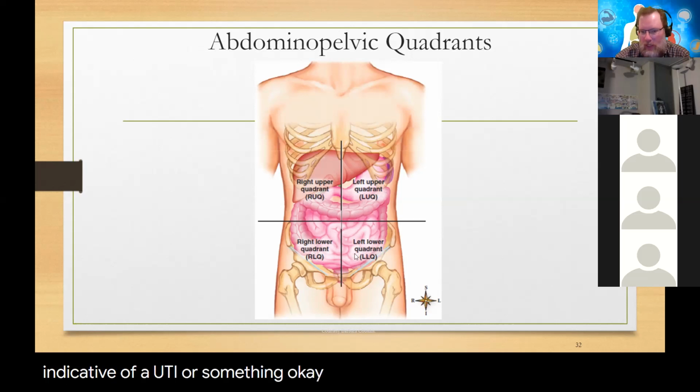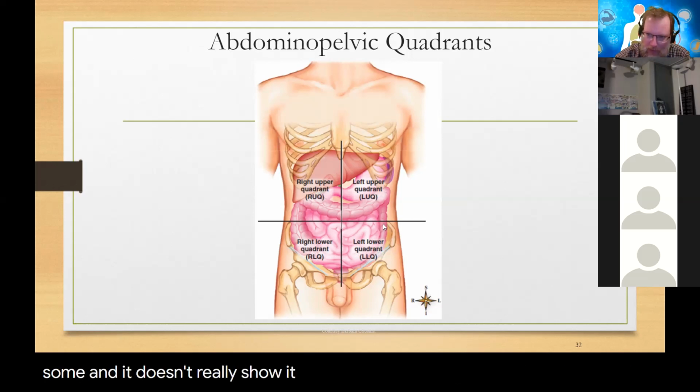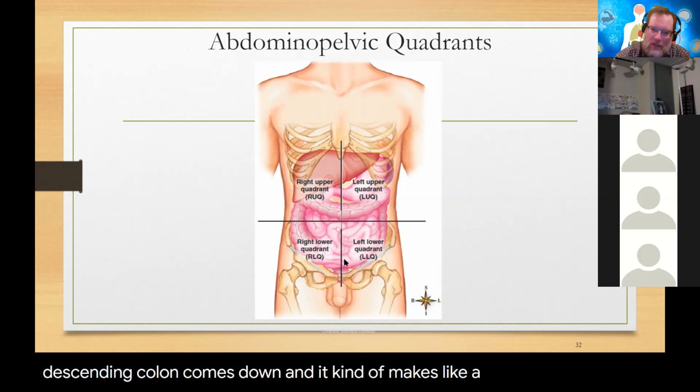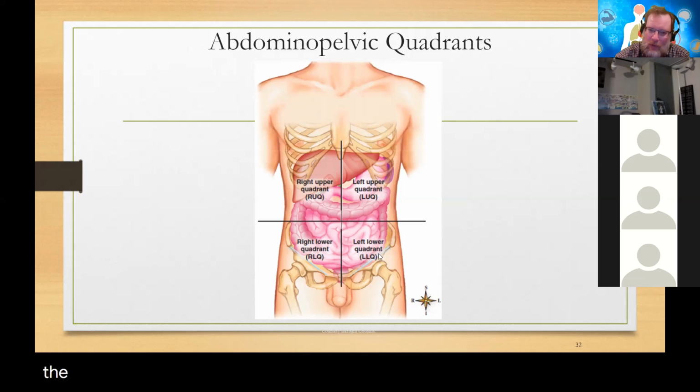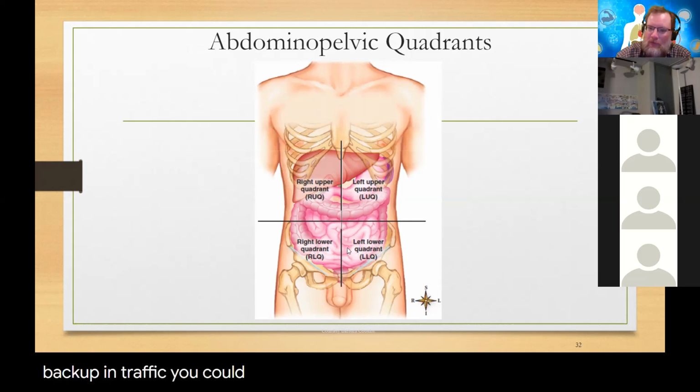Okay, LLQ, moving over to that area, that's the end of the line for the colon. So again, if we have somebody that's got some, and it doesn't really show it, we'll see it later in the semester, but that descending colon comes down and kind of makes an S curve. They call it the sigmoid colon. So you've got kind of a dipsy doodle right here, and that can sometimes cause a backup in traffic. You could get some fecal impaction that can lead to diverticulitis or some sort of E.